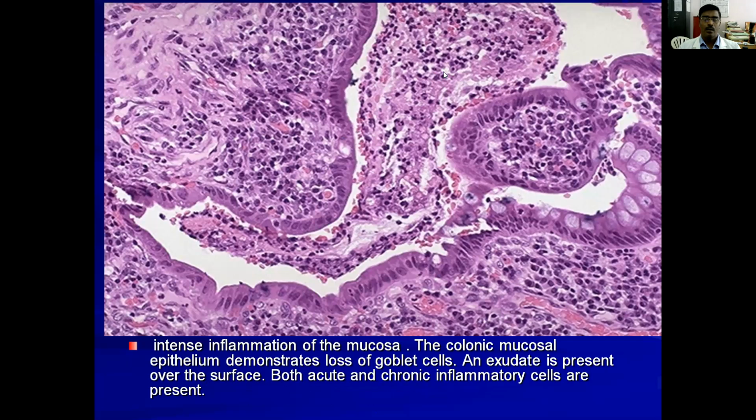Okay, the colonic mucous epithelium demonstrates a loss of goblet cells. You can see the loss of goblet cells, and exudate is present over the surface. Both acute and chronic cells are present. So this is an exudate. You can see plenty of acute and chronic inflammatory cells. Okay, it's a loss of goblet cells.